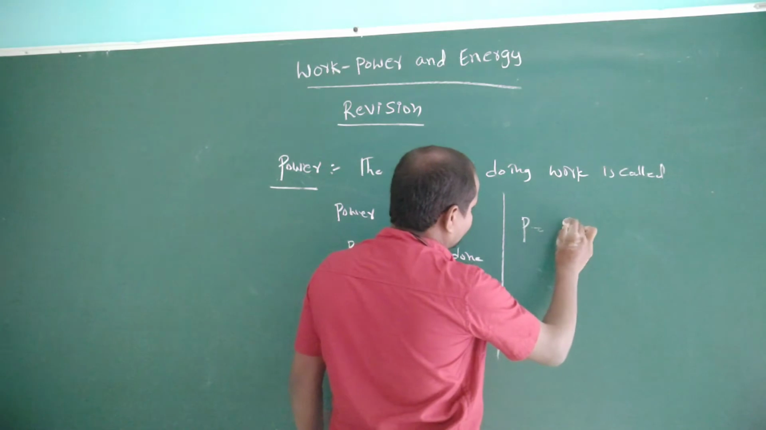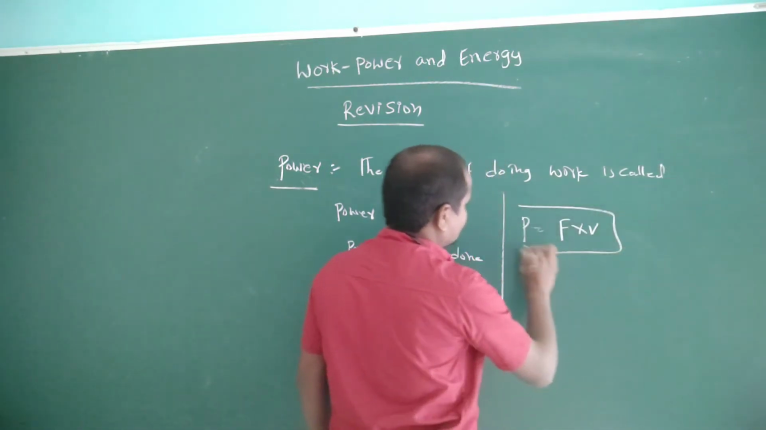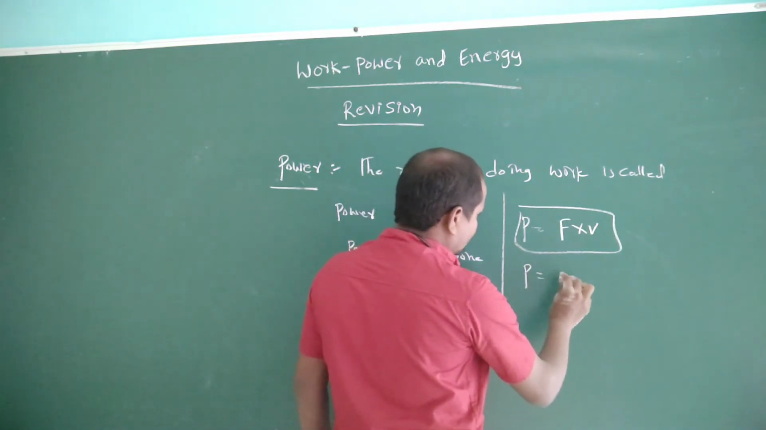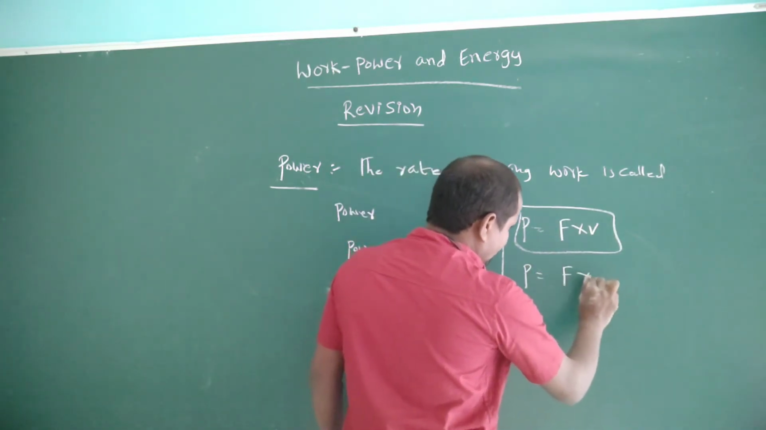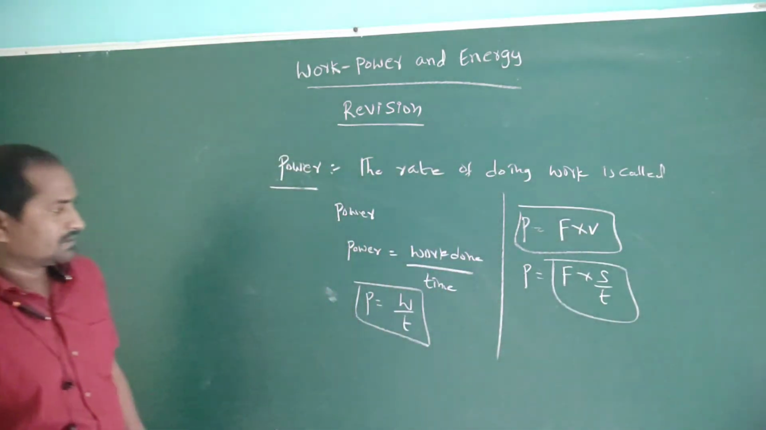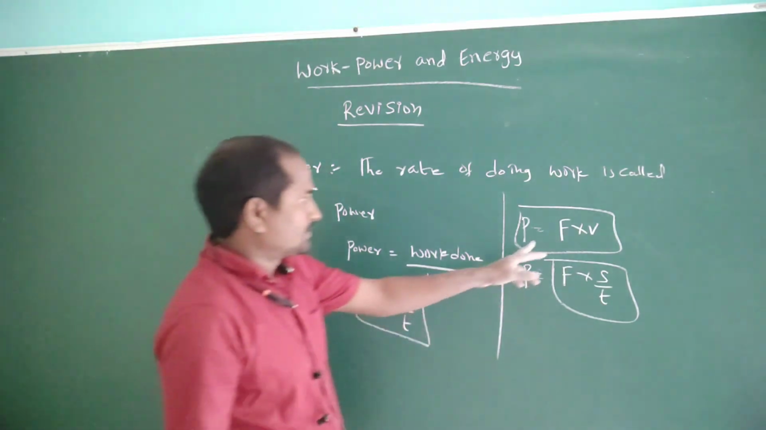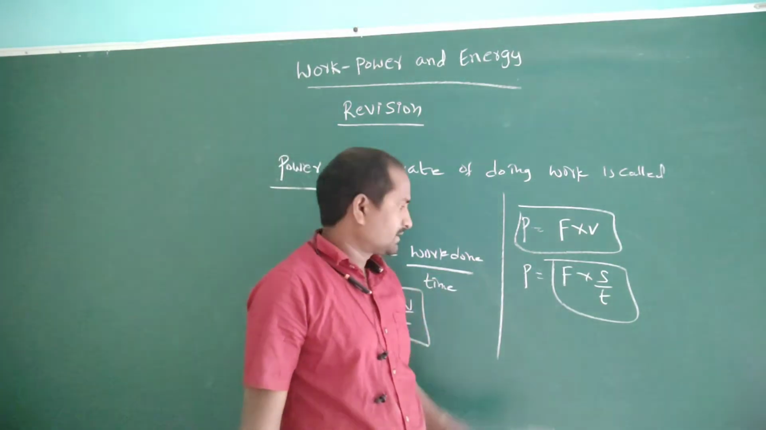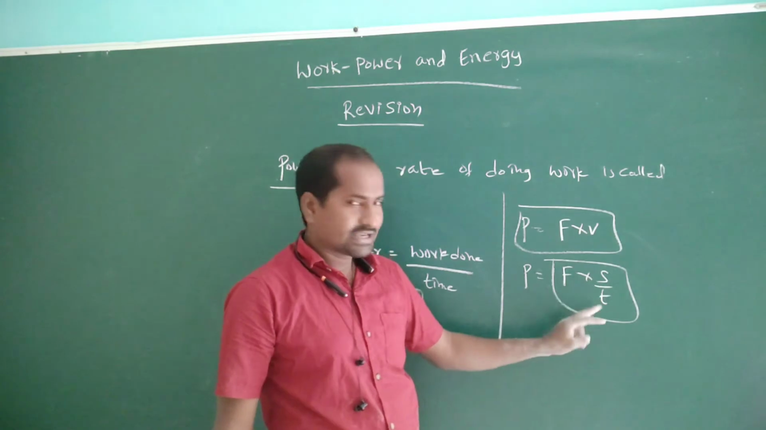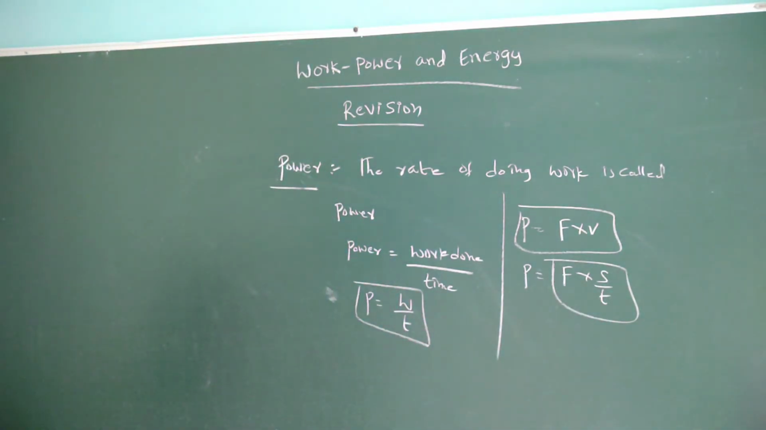So we can write power equals force into velocity, or power equals F into S by T. Power equals work done by time, or the product of force and velocity is also power. Power equals F into S by T. These are the formulas for power.